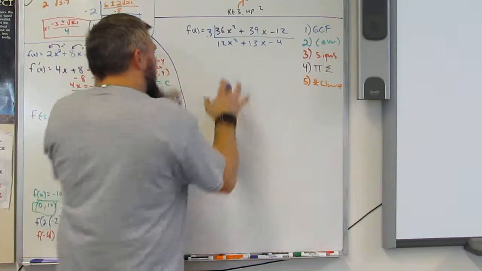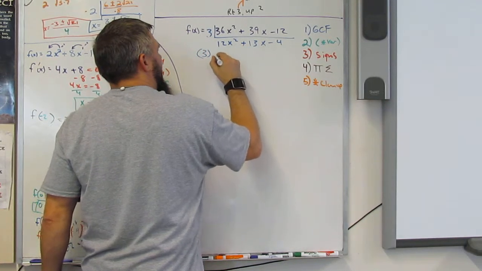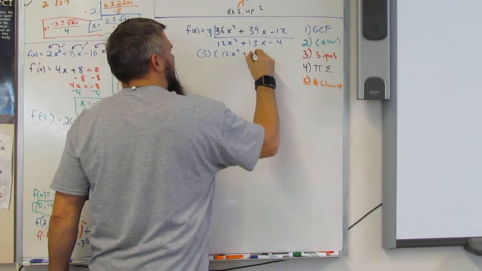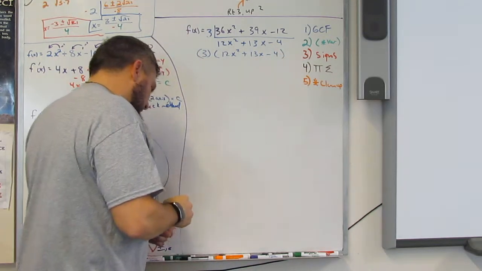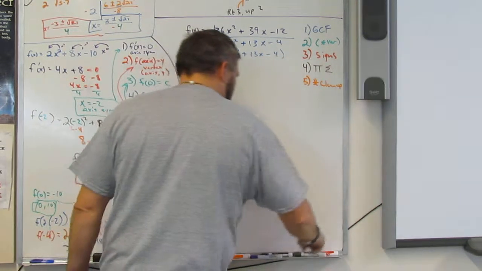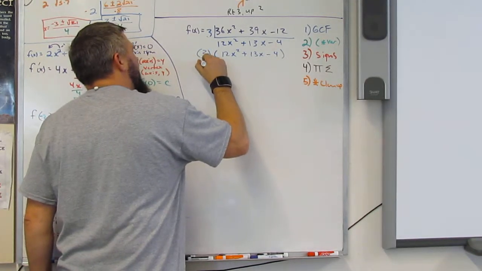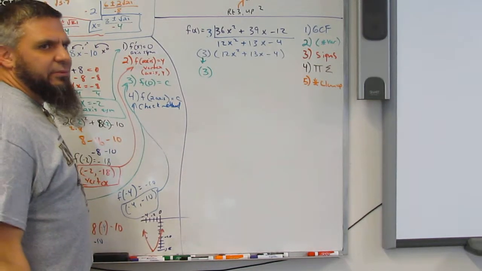Okay? So I'm going to rewrite that real quick. 3 and 12x squared plus 13x minus 4. Okay? And I'm done with blue. Now I move on to green. With the green step, I gotta bring this down every time, so don't forget. That stays out there every time.